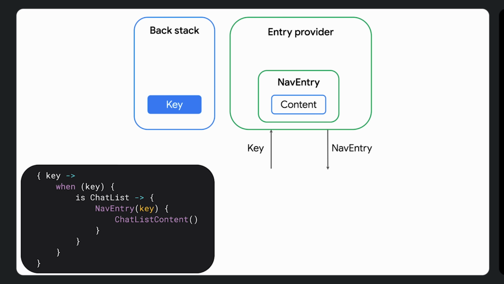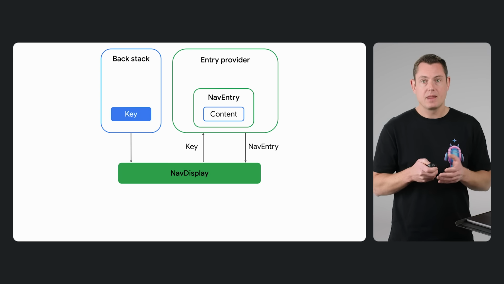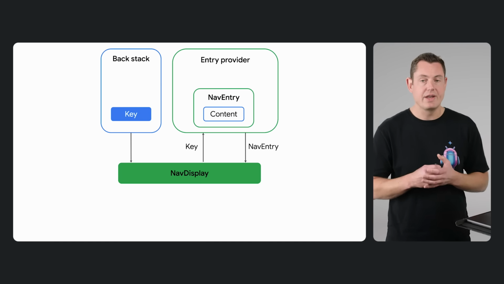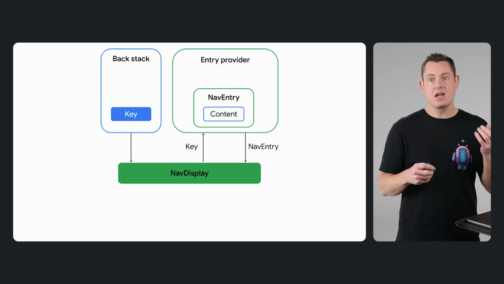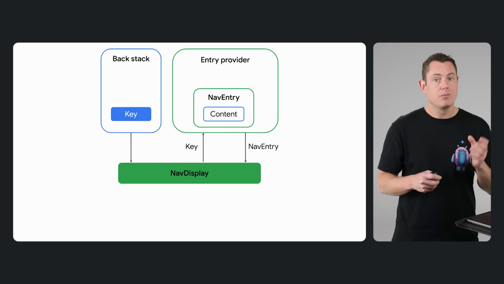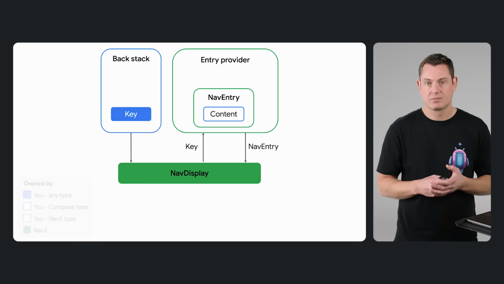So in our code example here, we just check to see whether the key is a chat list, and then create a NavEntry using that key with the composable content for that screen. The last piece of this puzzle is the UI component which displays the content, and this is called NavDisplay. This observes the backstack and uses the entryProvider to obtain the content for the key to display. By default, it will just display the content for the last key in the backstack.